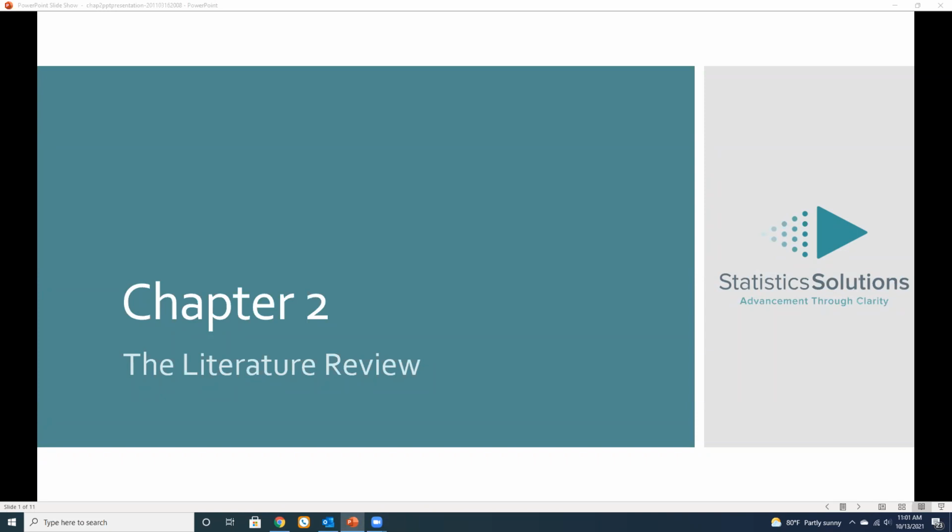Typically the literature review is chapter 2. This is based on the 5-chapter model of the social sciences dissertation, which is pretty standard. There are different models. Sometimes international schools will have more than 5 chapters. So you're going to hear me say this several times throughout the presentation: always obtain your school's template for the dissertation, so you know exactly what they require.